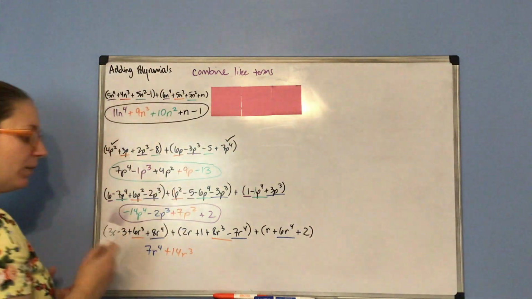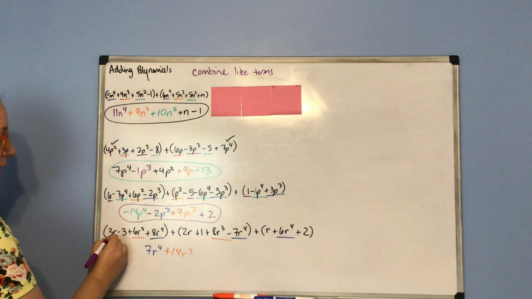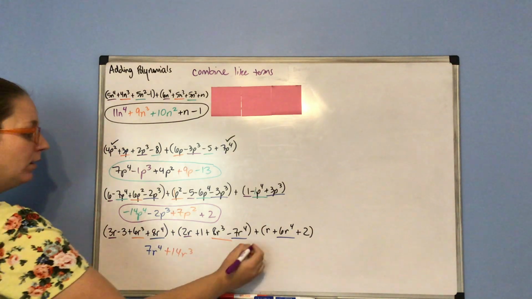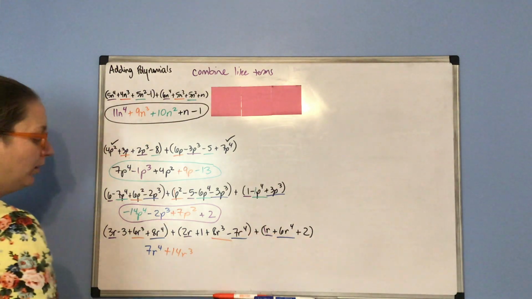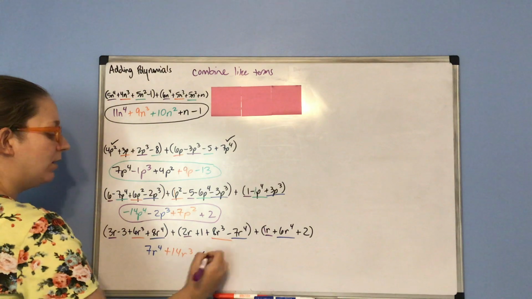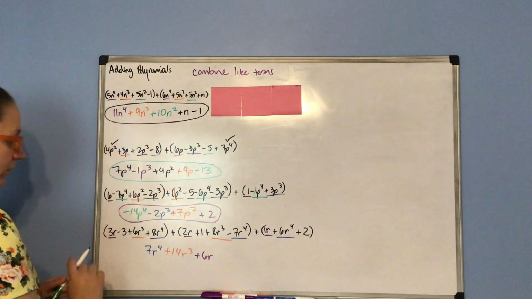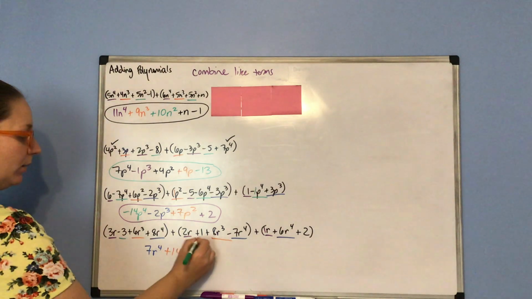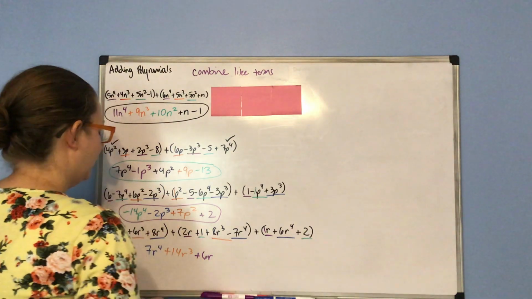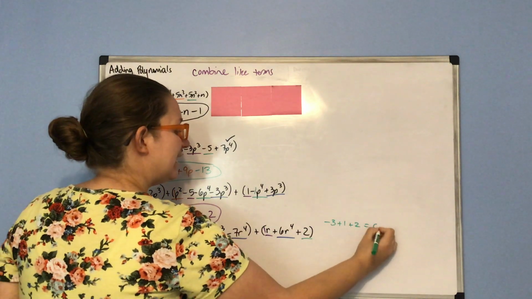I don't have any r squareds, which is fine, not a big deal. So then the next thing on my list would be regular r's. 3r, 2r, regular r, or 1r. 3 plus 2 plus 1 gives me 6r. And then numbers. We have -3, positive 1, positive 2. So -3 plus 1 plus 2 is 0.